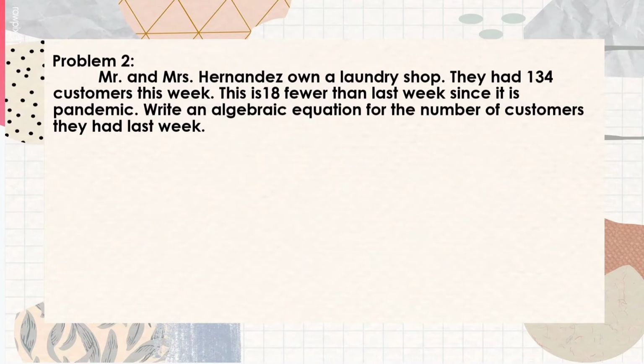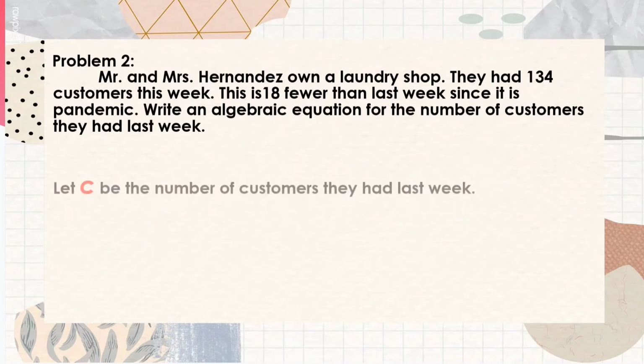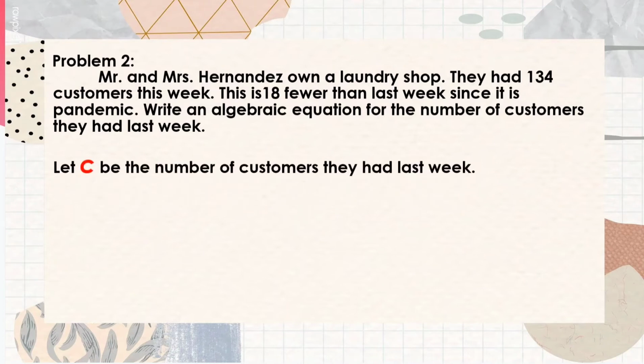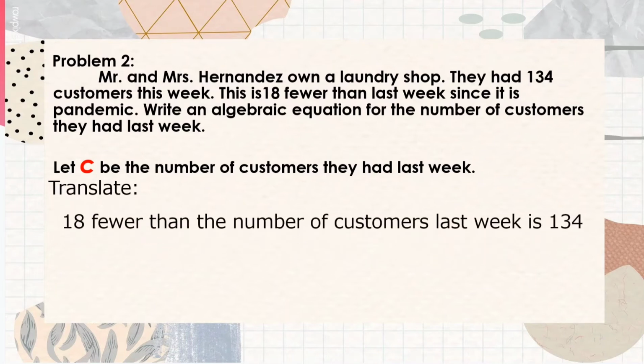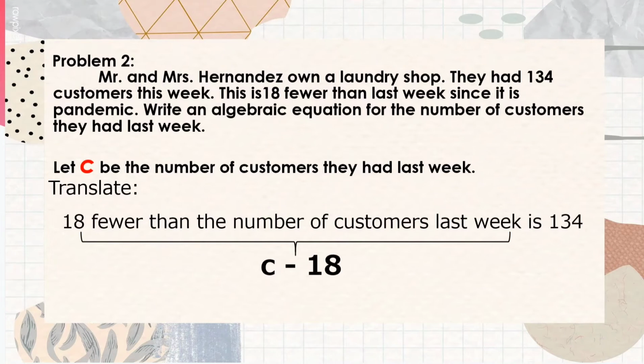Write an algebraic equation for the number of customers they had last week. So we're going to give the algebraic equation for this problem. Let's see the number of customers they had last week. We're going to translate "18 fewer than the number of customers last week is 134." The translation for this will be C minus 18.